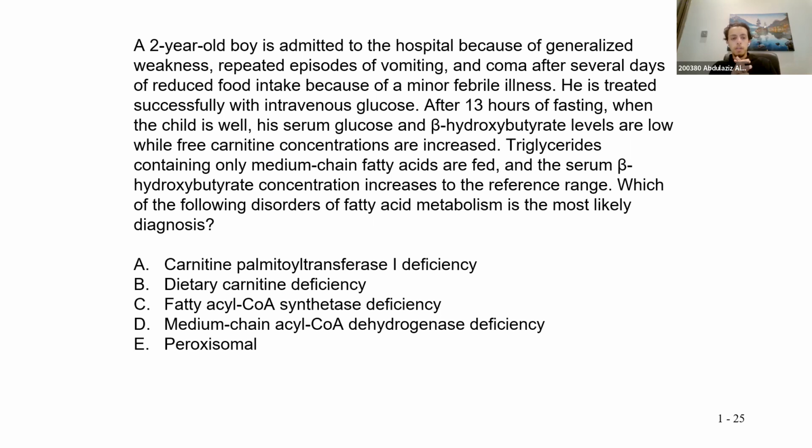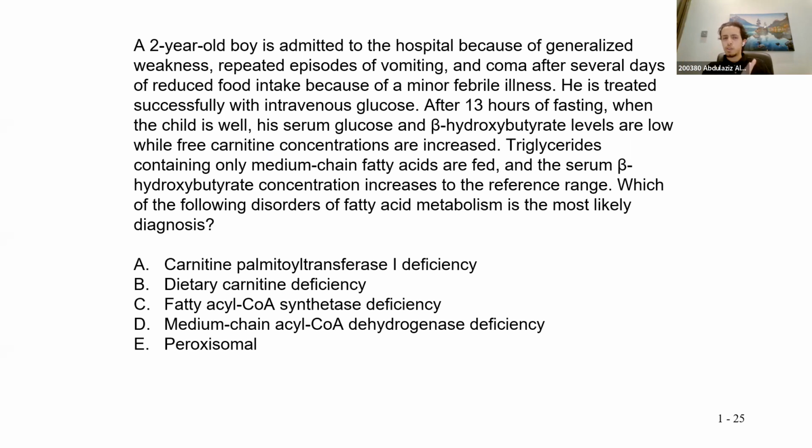Why not B, dietary carnitine deficiency? Because essentially we can see his free carnitine is increased. He doesn't have a deficiency in it. So B would have the same symptoms. You're completely correct. Whoever said B, I think it was Rodwan, B is completely correct in terms of the symptoms. However, in this line it says free carnitine is actually increased. So it's not deficient. It's increased. So the answer is actually A.